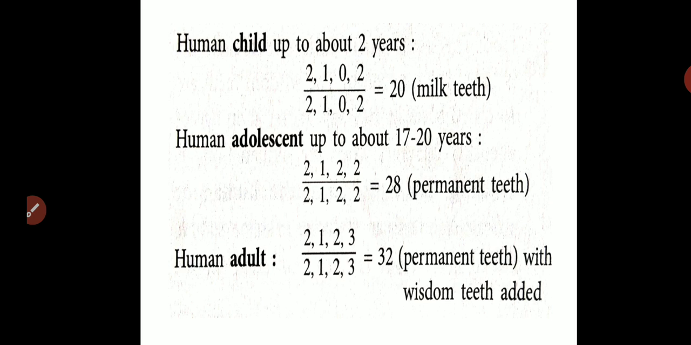And in an adolescent, between 7 to 20 years, you will find 2 incisors, 1 canine, 2 premolars and 2 molars. So this person will have 28 teeth. And a human adult has 2 incisors, 1 canine, 2 premolars and 3 molars. So the total becomes 32 teeth. This includes even the wisdom tooth. So remember these dental formulas. Any one can be asked as a question in the exam.